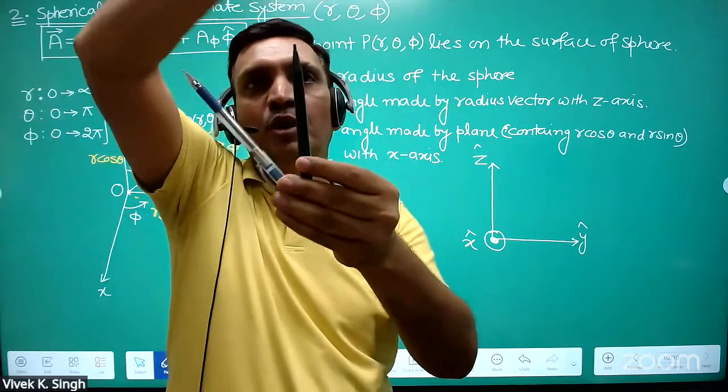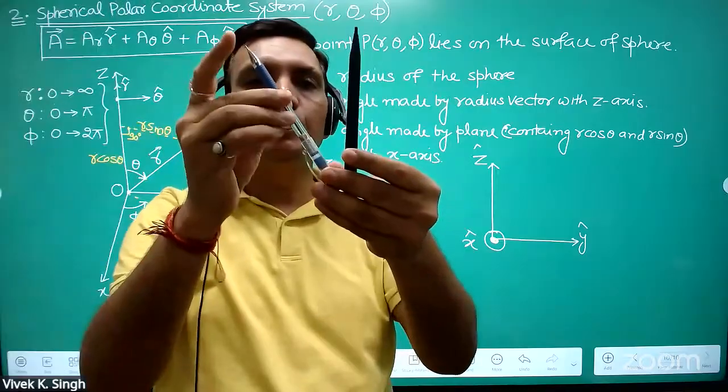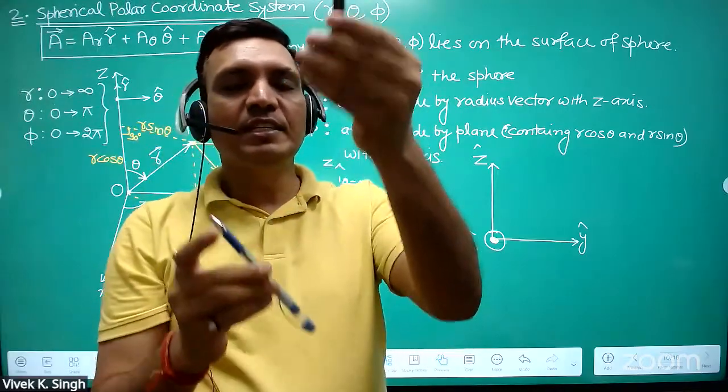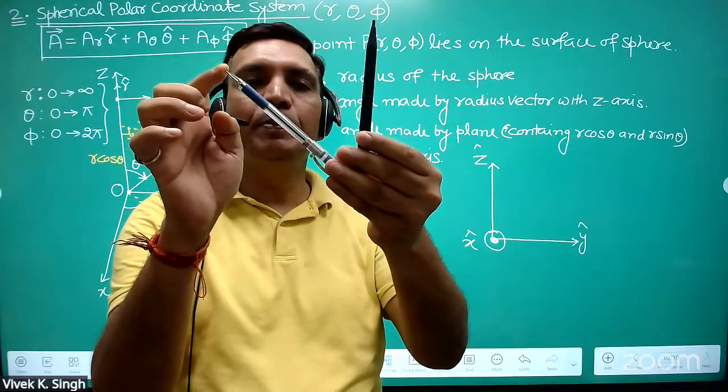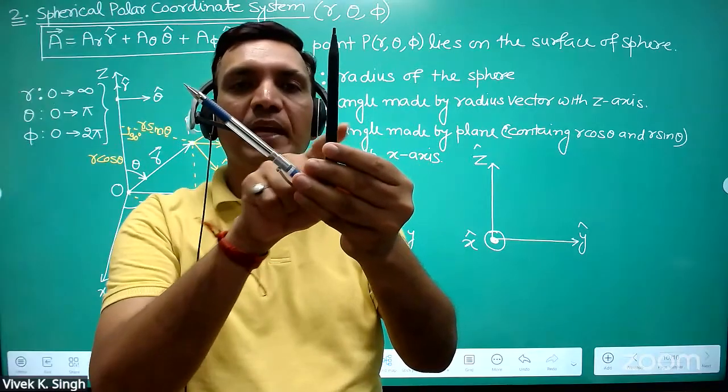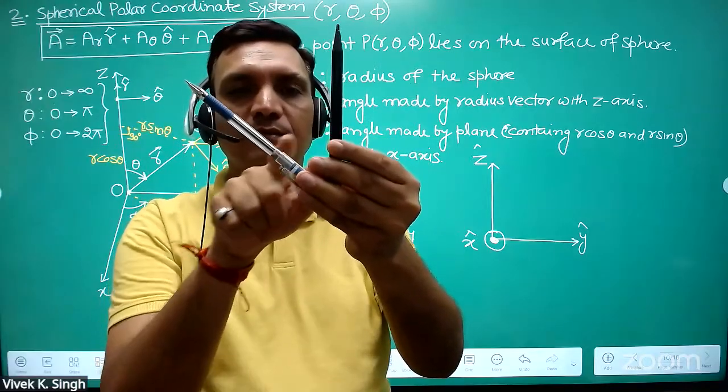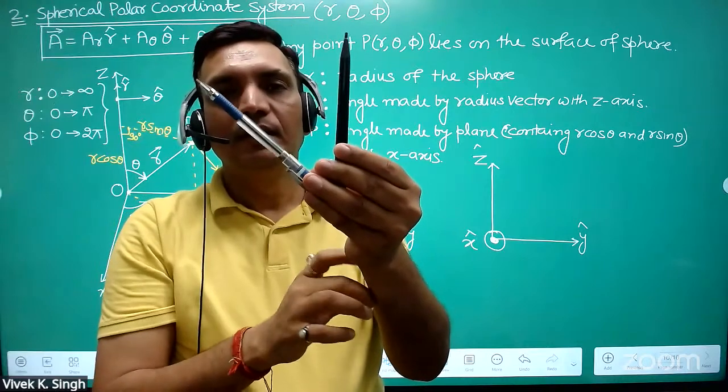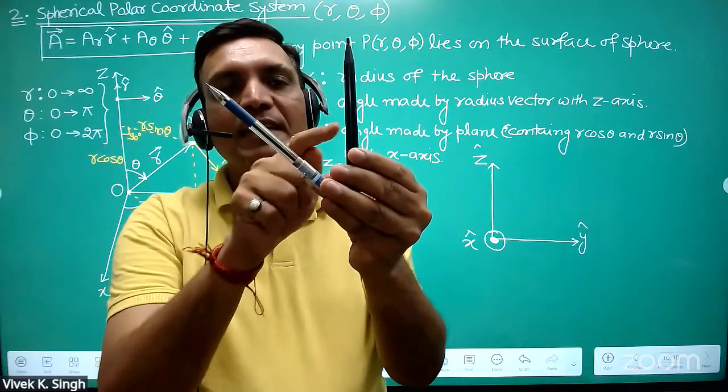Upper hemisphere means small, 0 to pi by 2. So there is one point P here. This is the z axis, this is point P, and this is the radius vector. The radius vector makes an angle theta with the z axis. This is the angle theta.